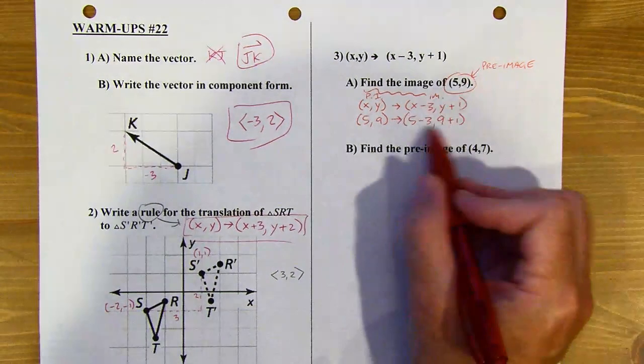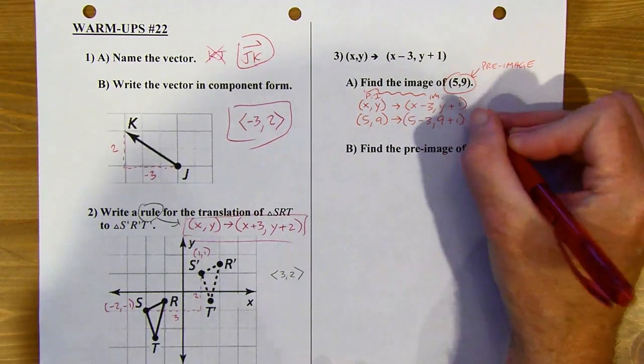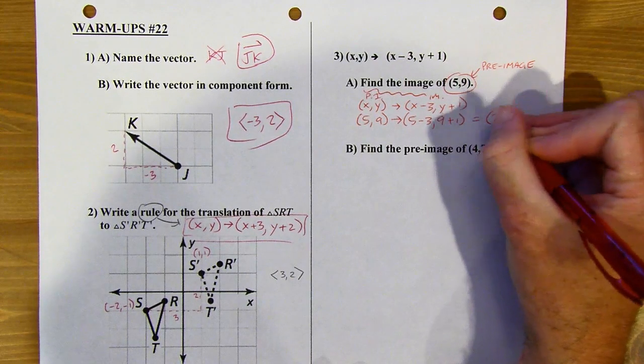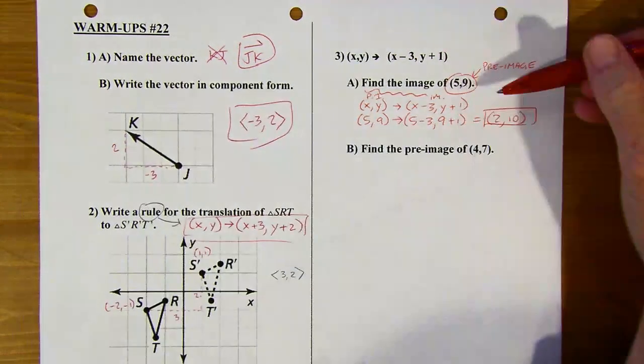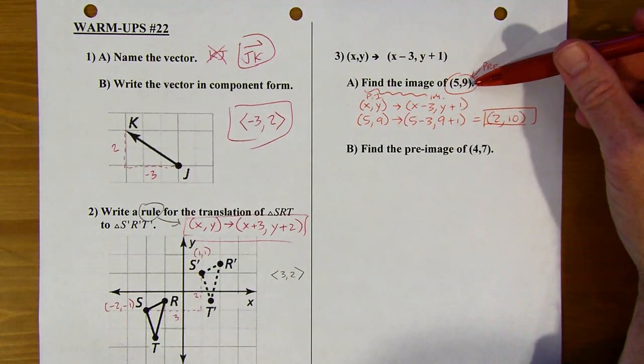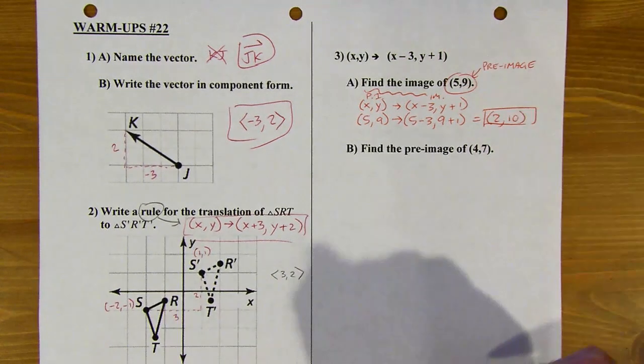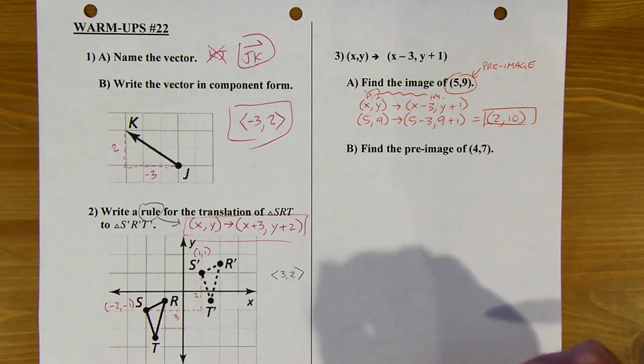Okay, and then I'm just going to do the actual arithmetic here. 5 minus 3 is 2, and 9 plus 1 is 10. So, you know, after you take this and shift everything left 3, up 1, that'll put you at the point (2, 10). You could plot it out on a graph and try it out. That would work like that.